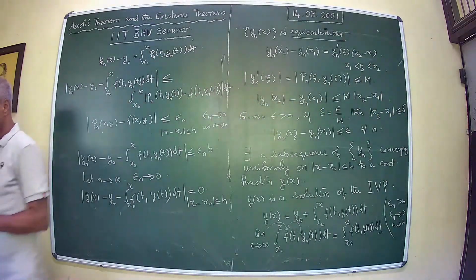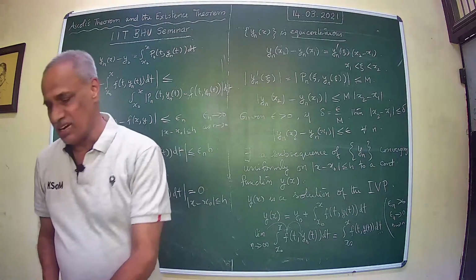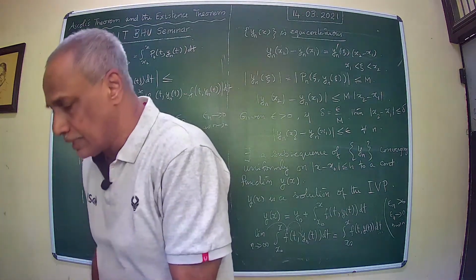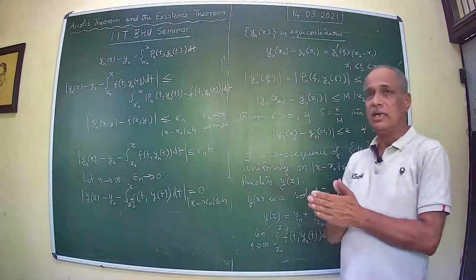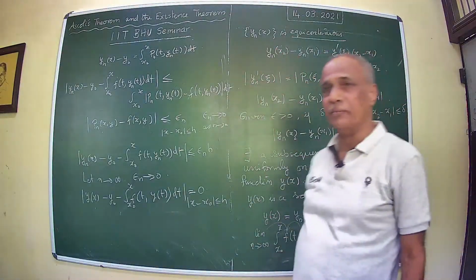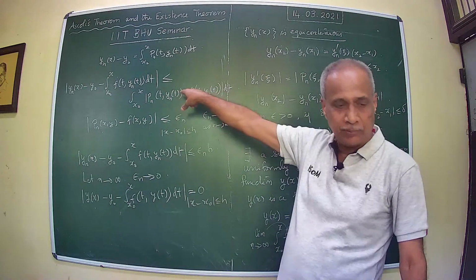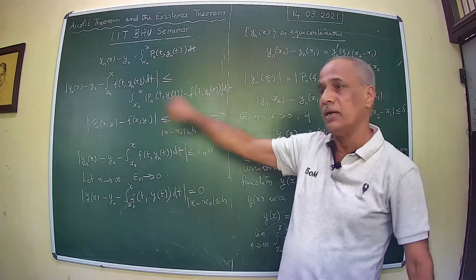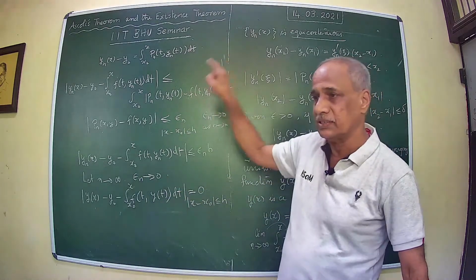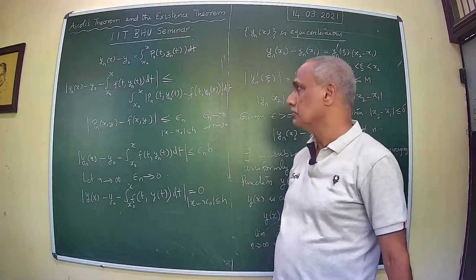In fact, the important part is that one cannot assure that there is only one such limiting function under the assumptions that we have taken. So, in the absence of Lipschitz condition, you may get more than one solution which satisfies the initial condition.